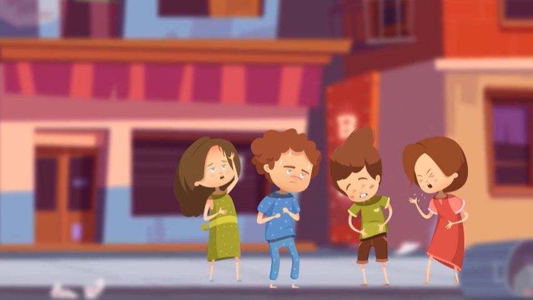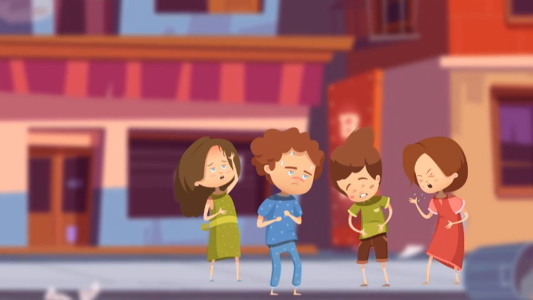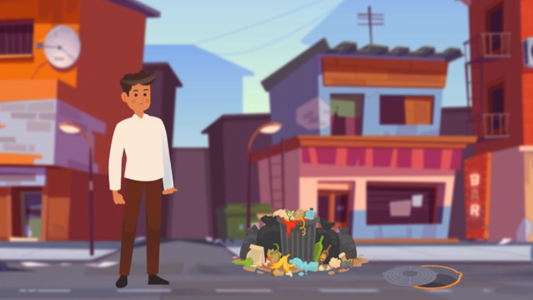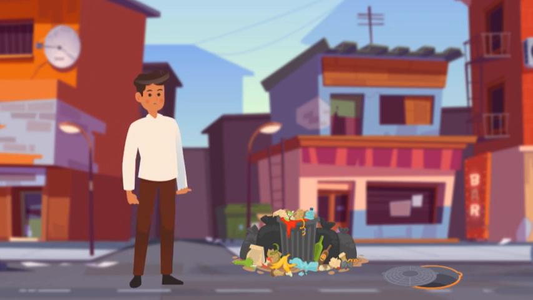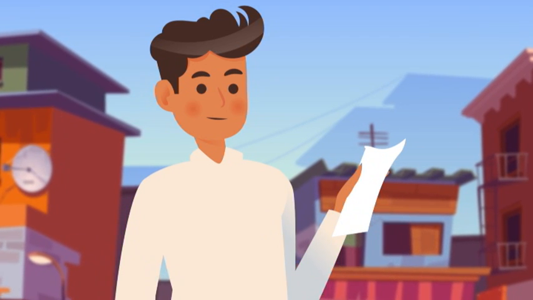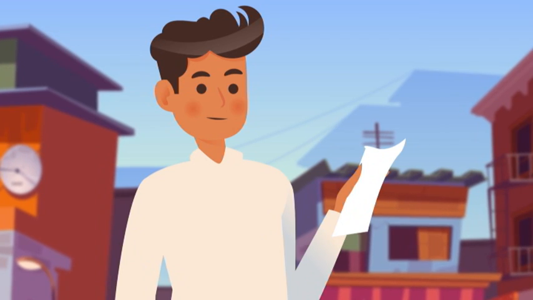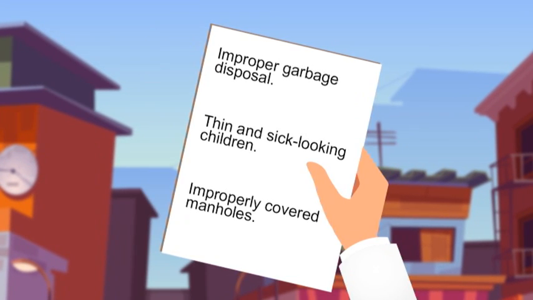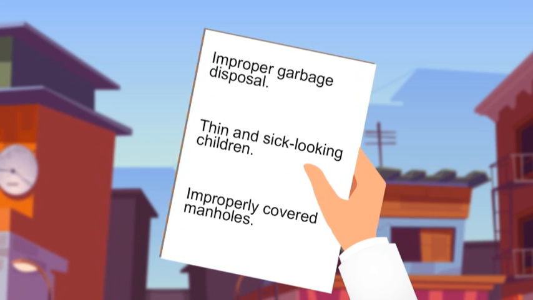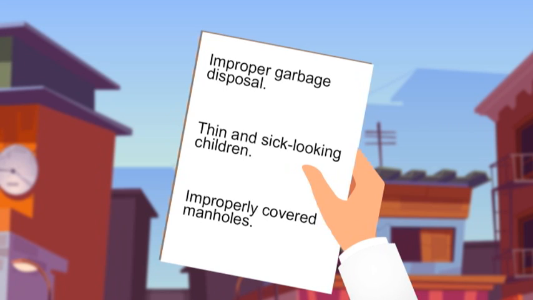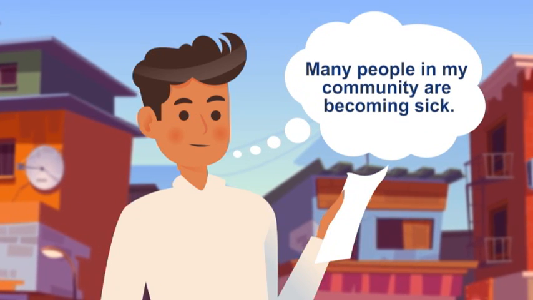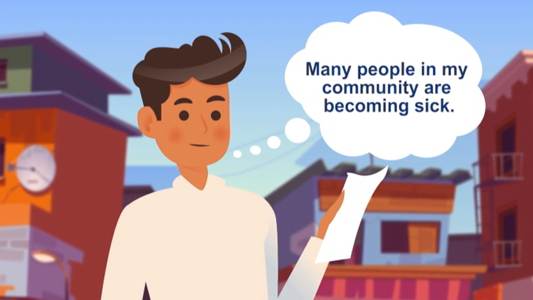He saw how sickly the children looked and how dirty the surroundings were. He also noticed exposed manholes and piles of garbage on the sidewalk. Noting all of these, he listed down all the problems he came across. Here's what he wrote down. 1. Improper garbage disposal. 2. Thin and sick-looking children. 3. Improperly covered manholes. After listing down these problems, Juan came up with the following hypothesis.